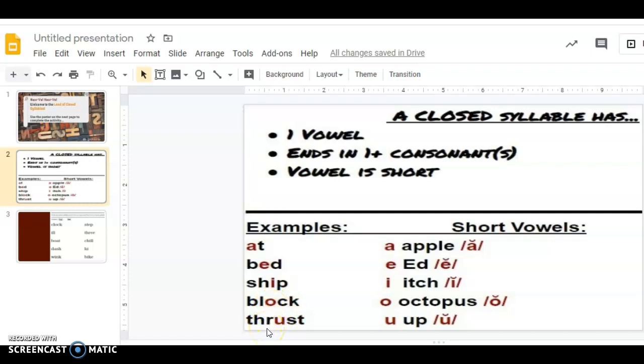Another example, final example, is thrust. One vowel, the word ends in one or more consonants. In this case, it's a two-letter blend, where you can make those separate consonant sounds and blend them together, and the vowel is making its short sound.